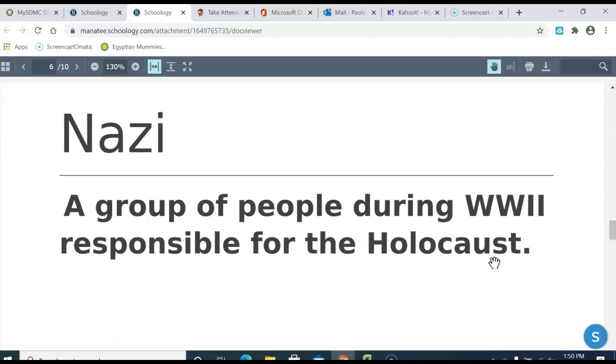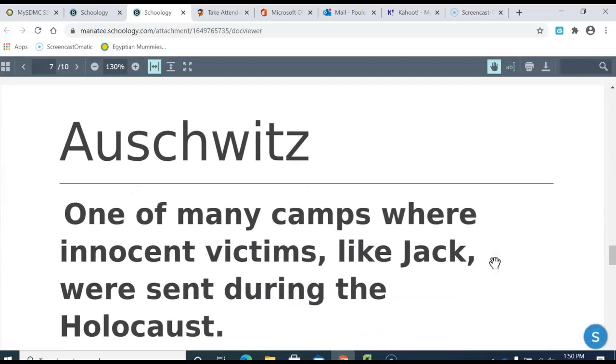Nazi, a group of people during World War II responsible for the Holocaust. That's your third word. And I know I'm going fast, but you're pausing me to write when you need to. Auschwitz, I'm not going to teach about this. This is a death camp. This is a concentration camp, and I'm not going to get into that in 6th grade. However, in the documentary, the man in the documentary was at that camp and he survived. So that's what he's going to say, that word, in the video, so I wanted you to know what he was talking about. One of many camps where innocent victims like Jack, that's the name of the man in our documentary, were sent during the Holocaust.